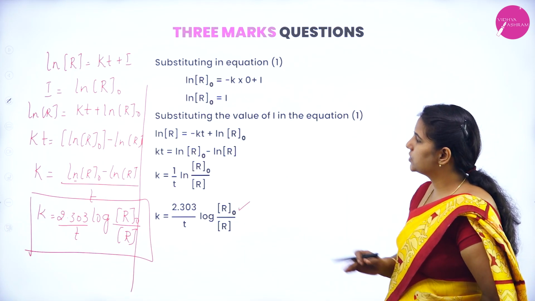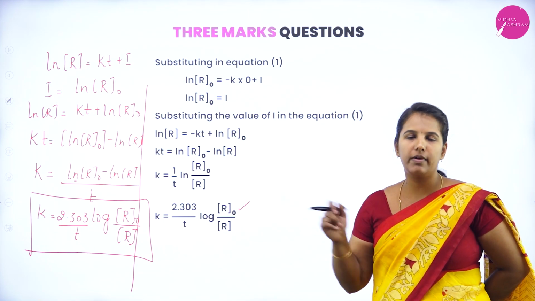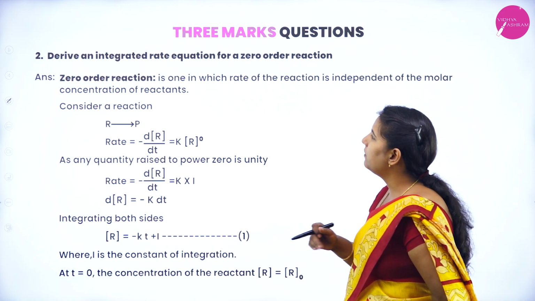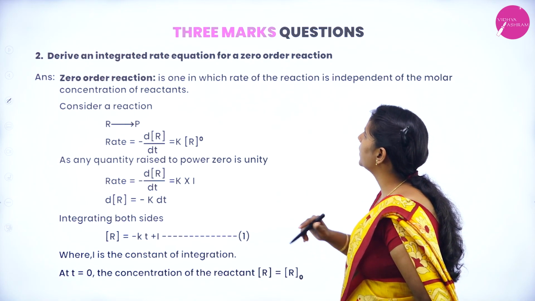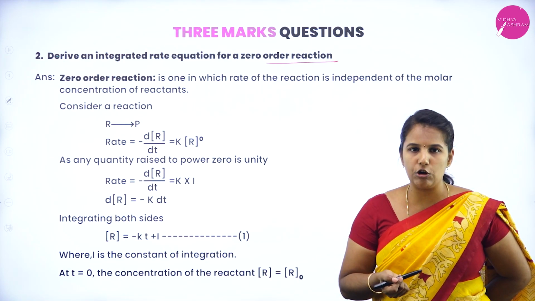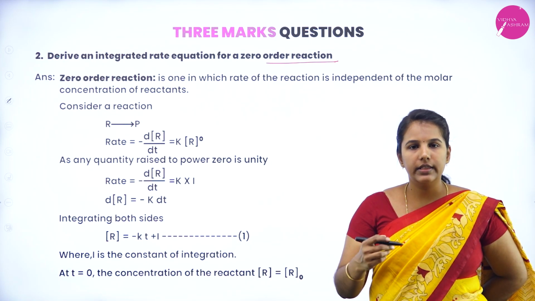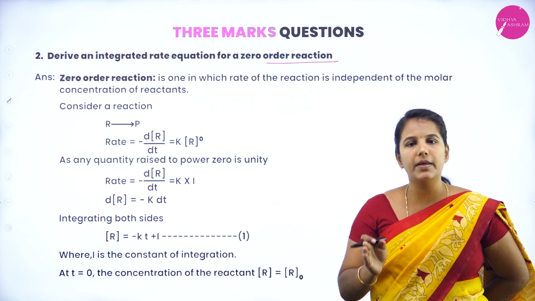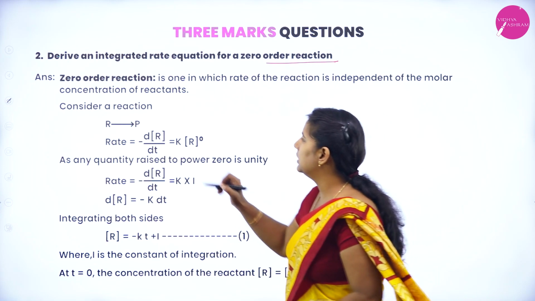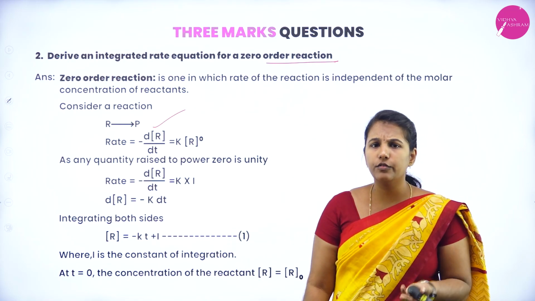So, I hope you all understood the simplest integration part of chemical kinetics. Next, we derive the integrated rate equation for the zero order. Already we have understood what is meant by zero order. In the zero order, the rate of the reaction becomes independent of the concentration of the reactant. So I will consider the reaction A going to form a product.